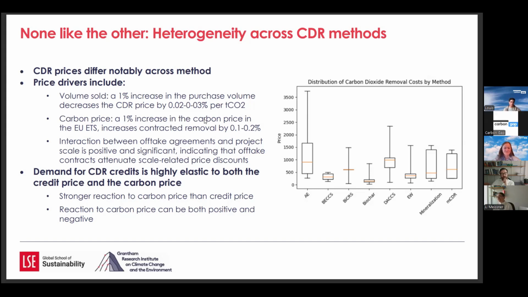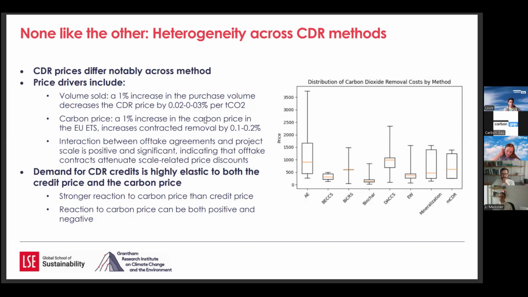Yeah. So volumes sold are very much important when it comes to driving prices. Overall, a 1% increase in the purchase volume decreases CDR price by around 0.02 to 0.03%. Seems very little, but if we think about how we are selling in the hundreds of thousands, millions of tons, this can be a considerable cost reduction. If we dig deeper into this point, we see that there is a difference between whether it's an offtake agreement or a pre-purchase agreement.